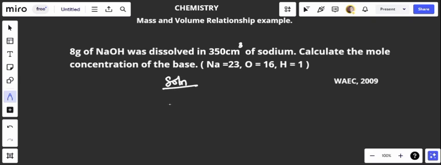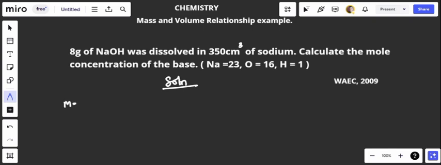molarity or molar concentration. So now, when you talk about molar concentration, we are talking about the number of moles per unit volume, the number of moles per dm cube. Okay, so let's write out our parameters first.